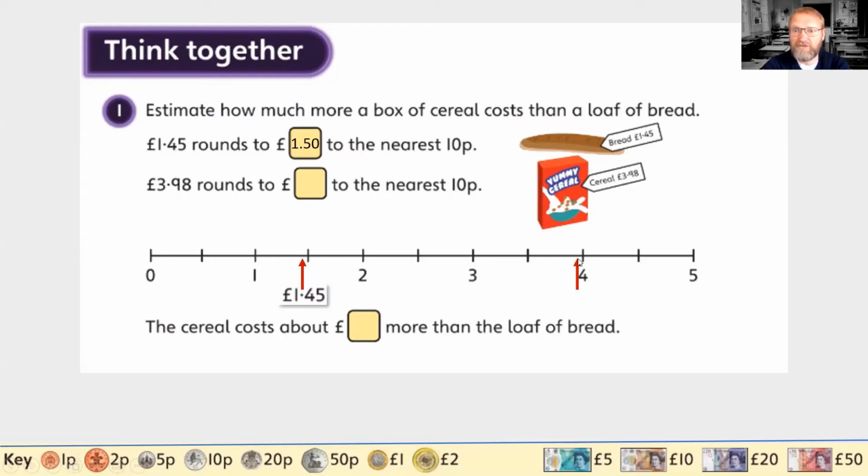£3.98 is just underneath £4, just below £4. So that is going to round to £4 if we round it to the nearest 10 pence. So we've got £1.50 and we've got £4. £1.50 to £2, that's plus 50 pence. Plus another 50 pence, that's £1. £1.50, £2, £2.50. So estimating and rounding our answer, we know the cereal cost is about £2.50 more than the loaf of bread.